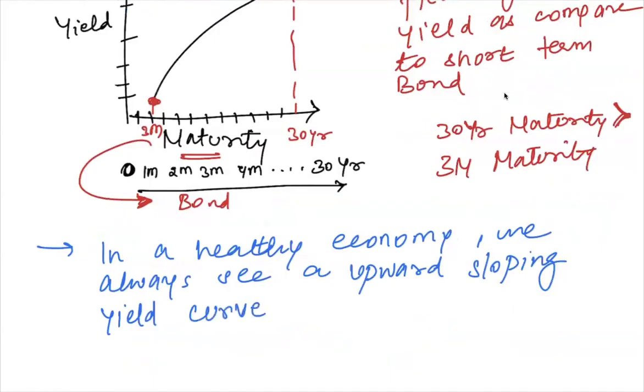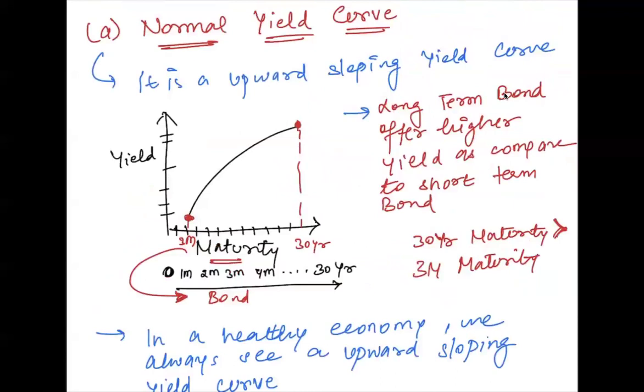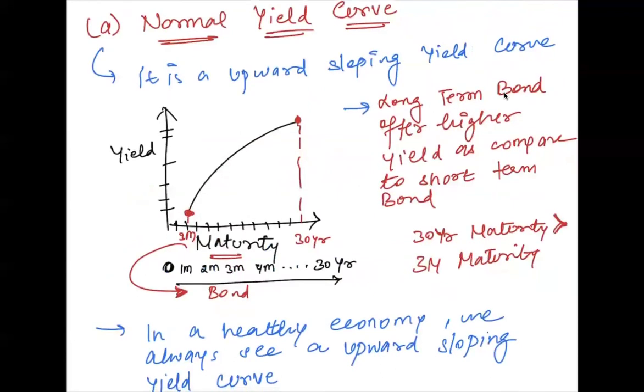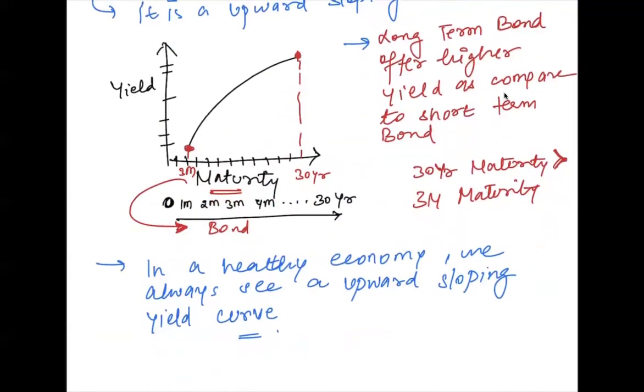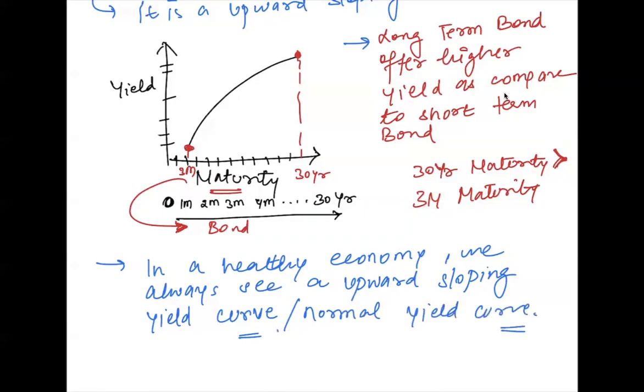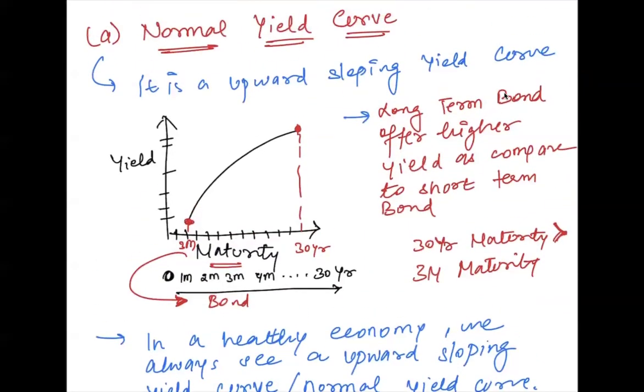Upward sloping yield curve. Is it clear? So is this concept clear? You can say upward sloping yield curve, or you can also say a normal yield curve. Is this concept clear? What does it mean by a normal yield curve? This is how the figure will look like.